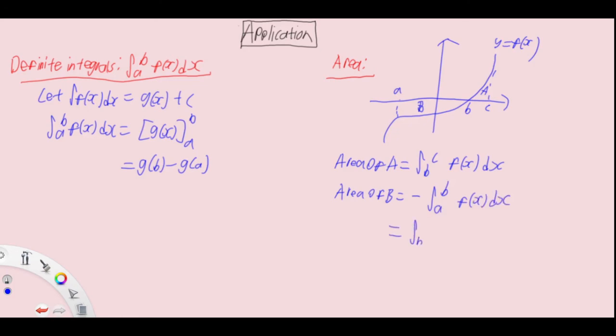We can also apply the negative sign to give us integrating b to a without the negative sign. If area of C, right, you notice is between the curve and the y-axis, we must find a function in terms of y, which is basically f inverse y, therefore integrating d to e.